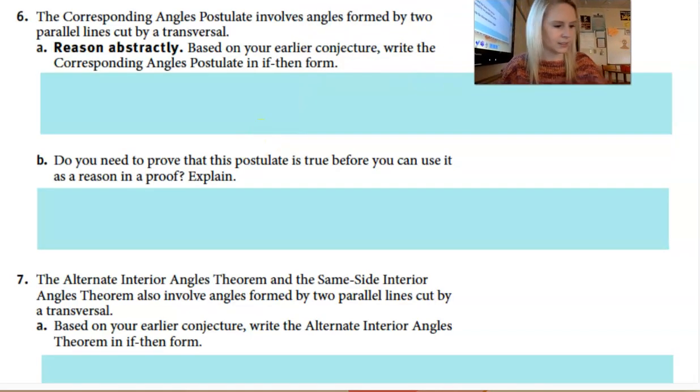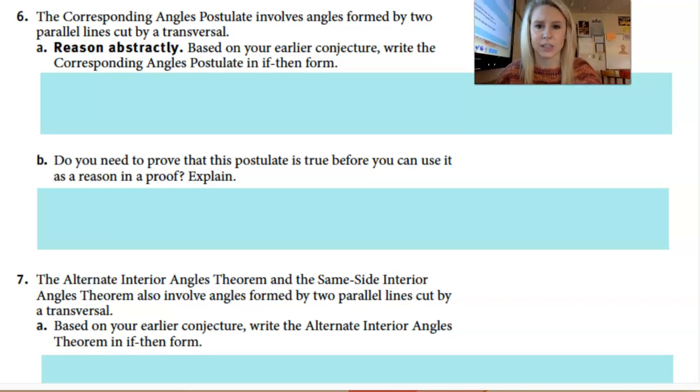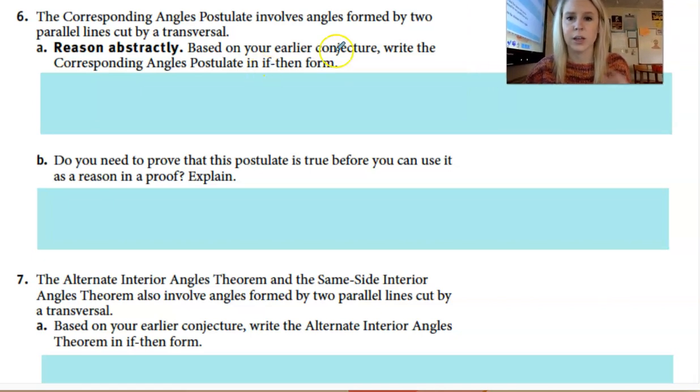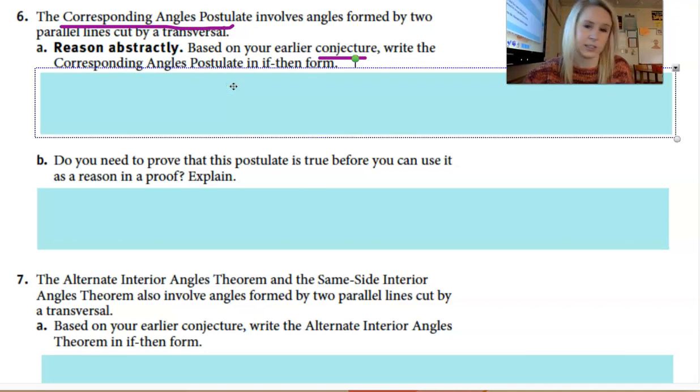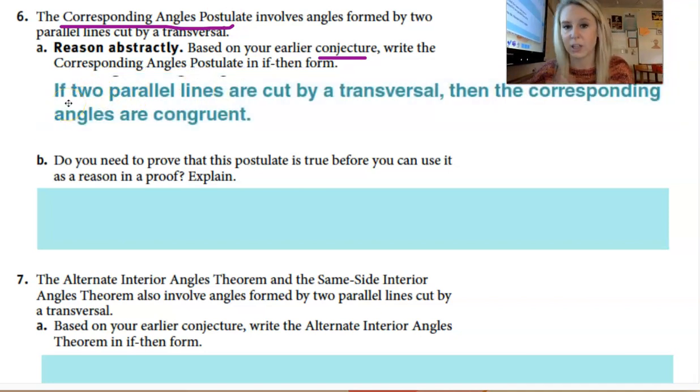All right, so moving on to 6. The corresponding angles postulate involves angles formed by 2 parallel lines cut by a transversal. So, based on our early conjecture, our guess, we said that corresponding angles were going to be congruent. So we're going to write an if-then form statement. I'm going to give you a hint. If 2 parallel lines are cut by a transversal, that's my if, then I know corresponding angles are congruent. And that is the rule. That's going to be our postulate.